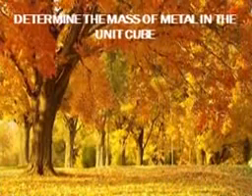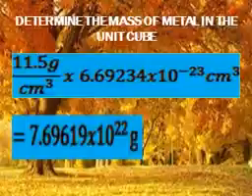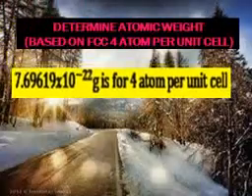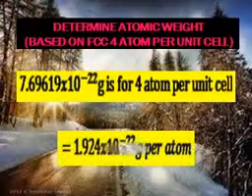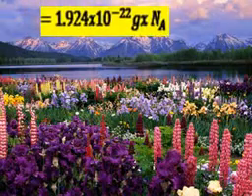To determine the mass of metal in the unit cube, the density is used to determine the atomic weight based on FCC, four atoms per unit cell, and the weight.